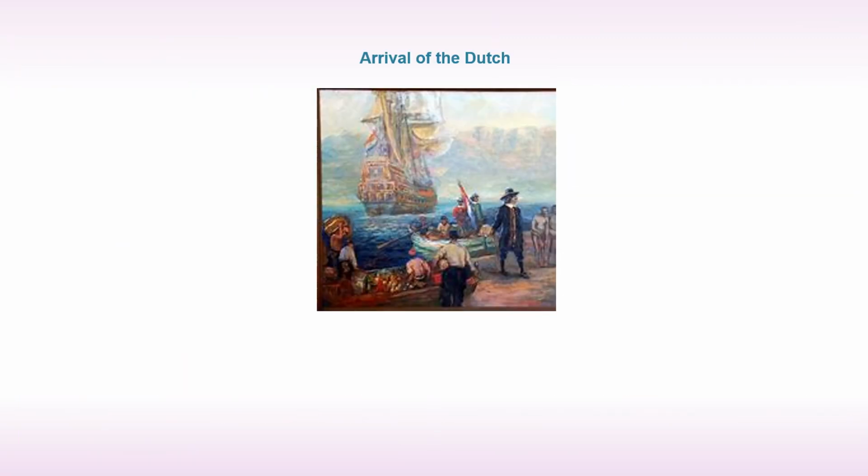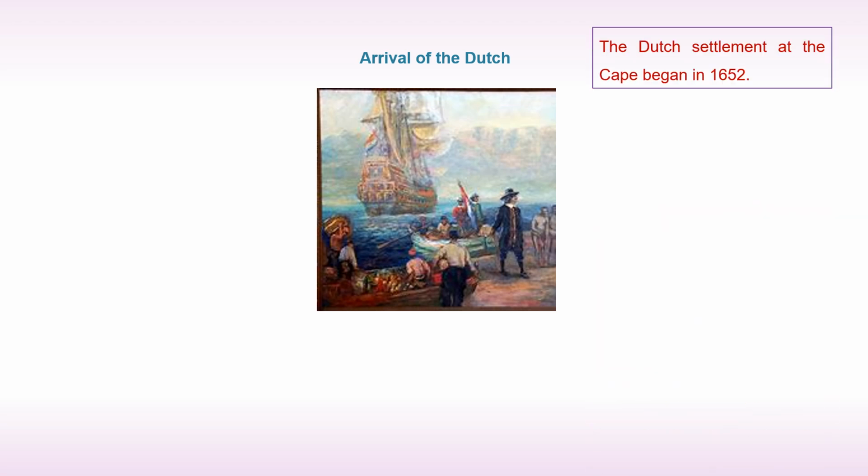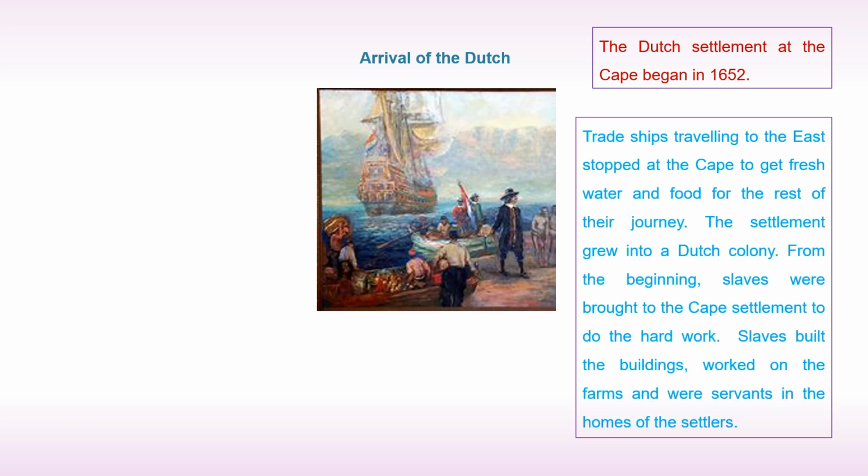So we're going to move on to the arrival of the Dutch. Now, the Dutch came with their ships, and this caused conflict between them and the San and Xhosa and Khoikhoi people. So they arrived at the Cape in 1652. Now, they traded with ships traveling in the east, and they stopped here at the Cape for a rest and to find food and water. They settled here as a Dutch colony, and they brought slaves with them to do the work.